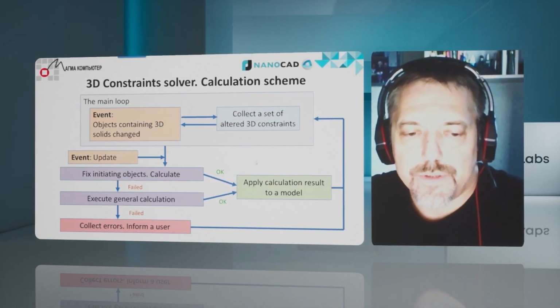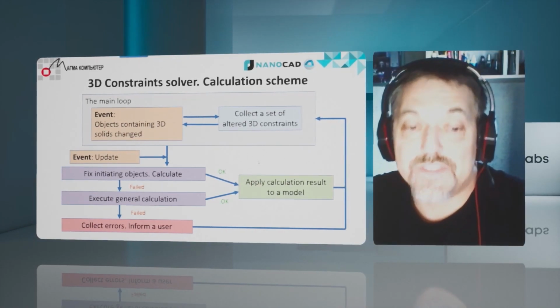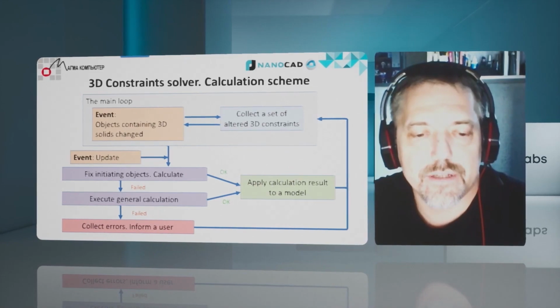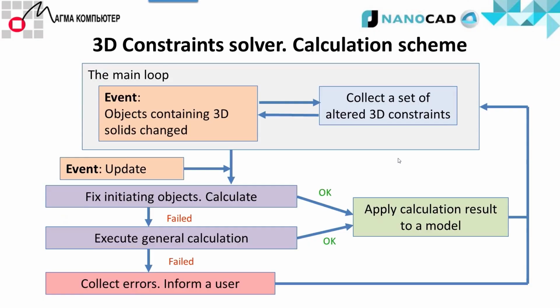Nanocad interacts with the C3D Solver directly using the scheme that's displayed on the current slide. The initial step is to collect a set of altered 3D bodies. Then, when the update event comes, the calculation of 3D constraints begins. It is carried out in two stages.